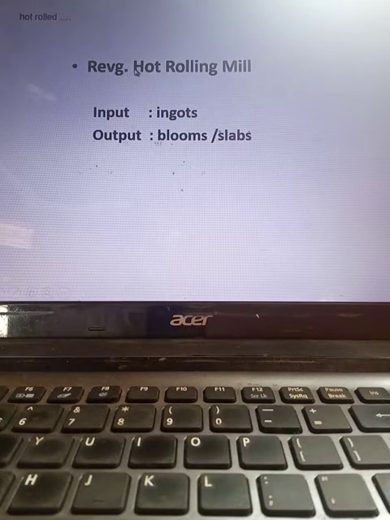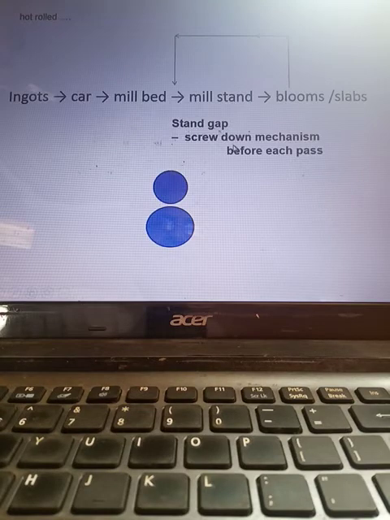First, we will take up the reversing hot rolling mill. For this, what is the input? Input is an ingot. And what is the output? We have seen in the process the blooms and the slabs. See here, input is ingot, output is blooms, slabs. And how is the process going on?